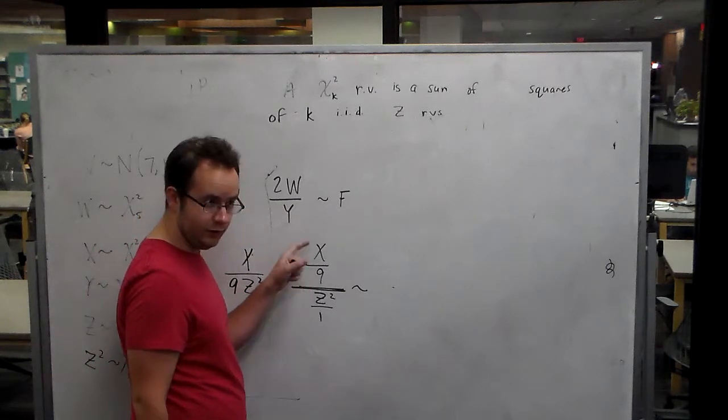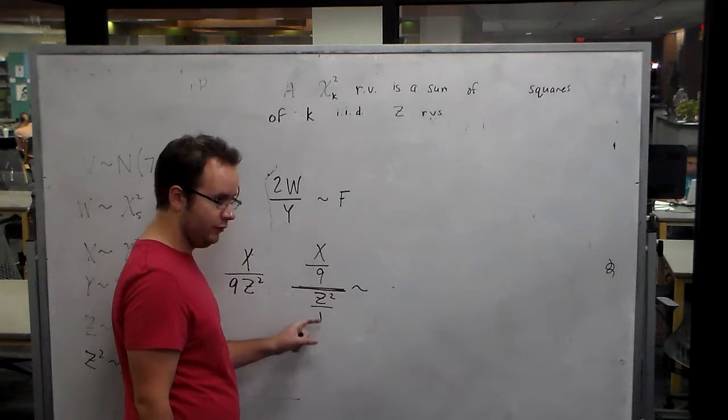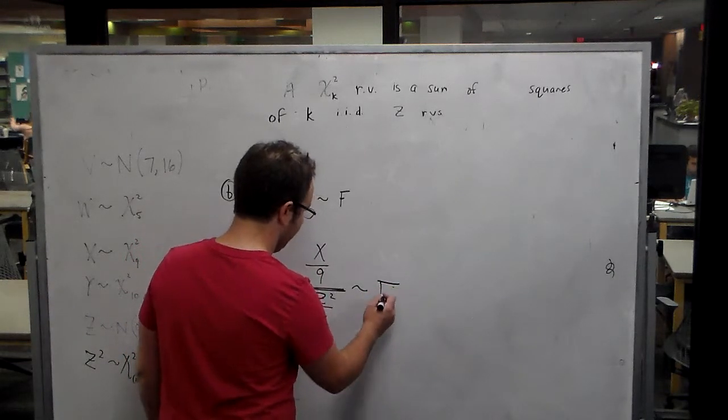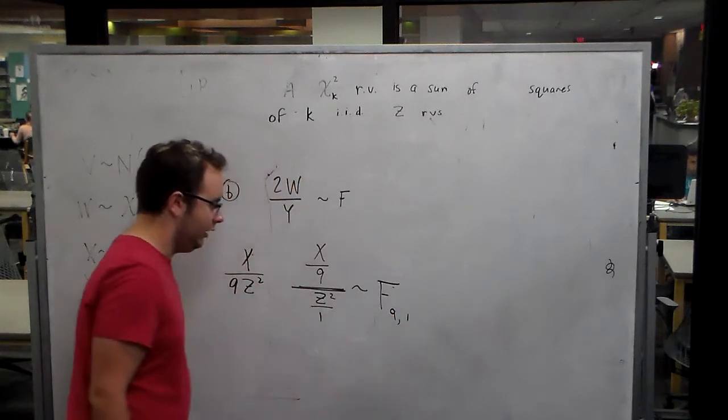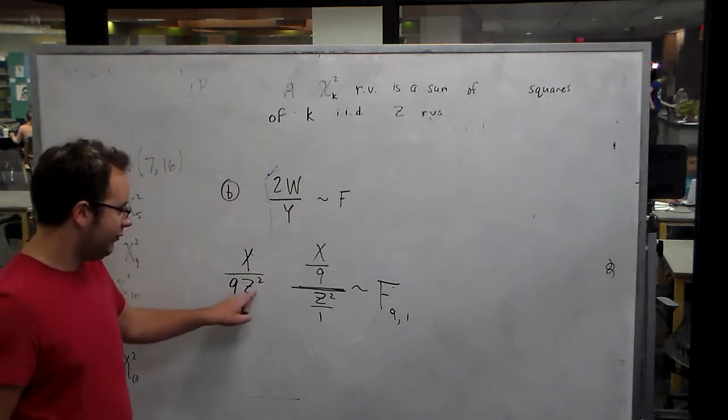That's an F. This is a chi-squared, right? Yeah. So it's an F. With what numerator and denominator degrees of freedom? 9 numerator degrees of freedom, 1 denominator degree of freedom. Is this the same as this?